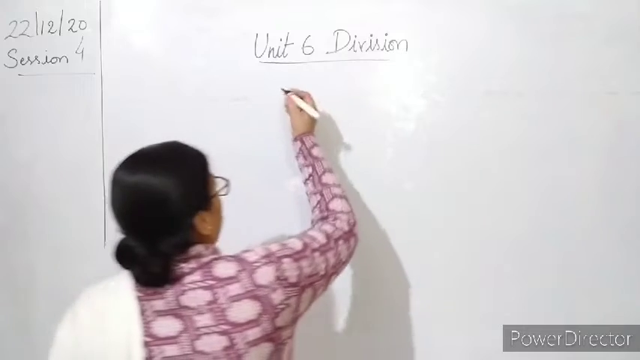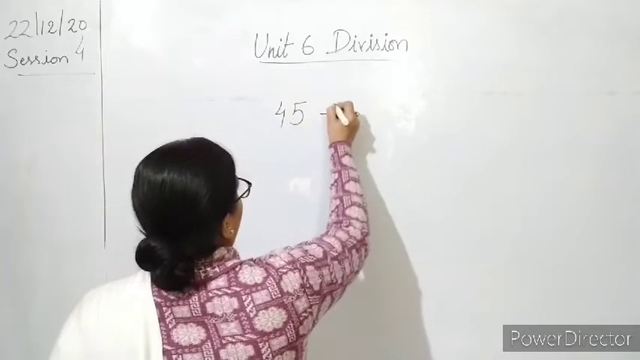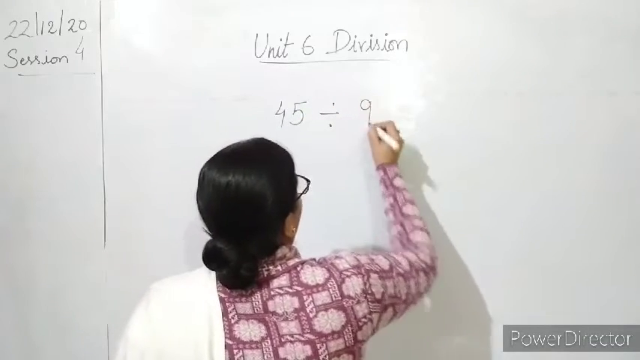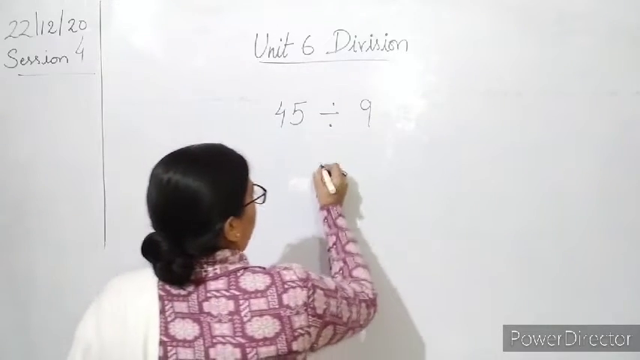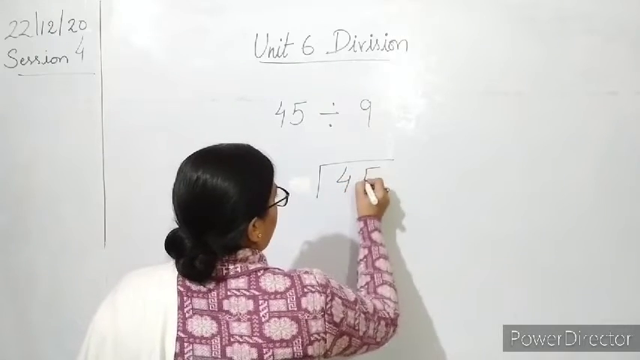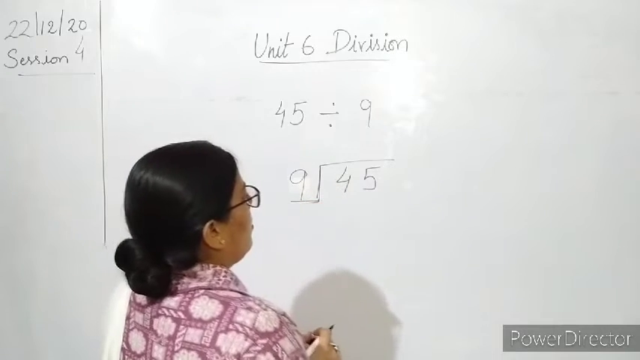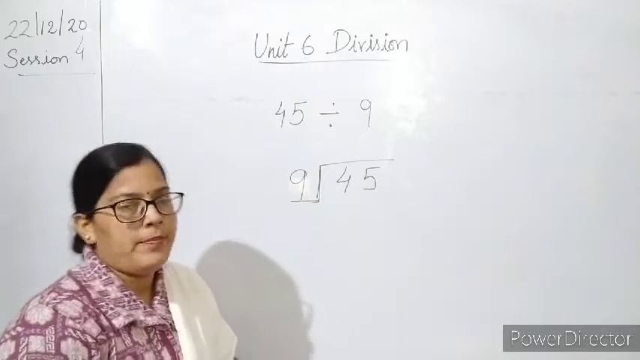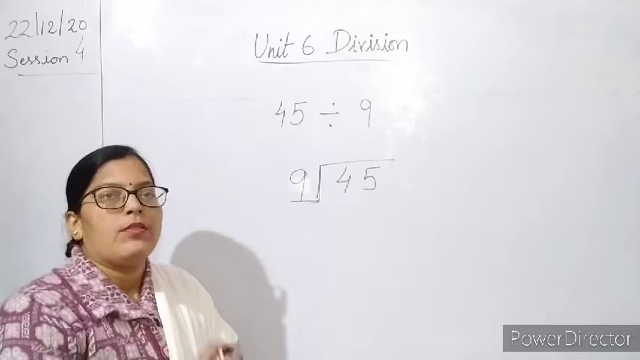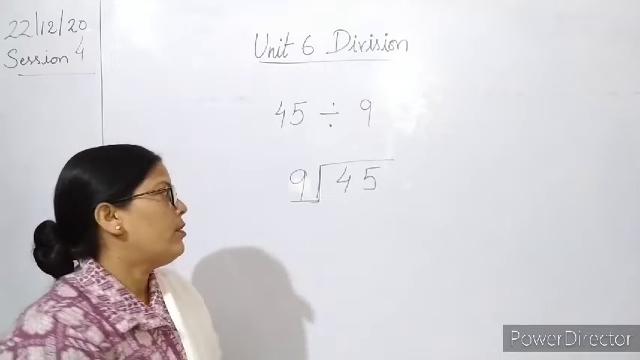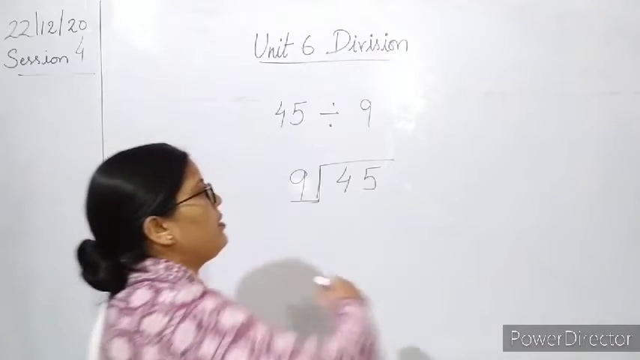Now another number I am taking is 45 divided by 9. Okay. Now again I'll draw these lines. I'll write 45 inside these lines and the divisor 9 outside. So now to divide 45 by 9, we have to recall the table of 9 till we get 45 in 9's table. So just recall the table.